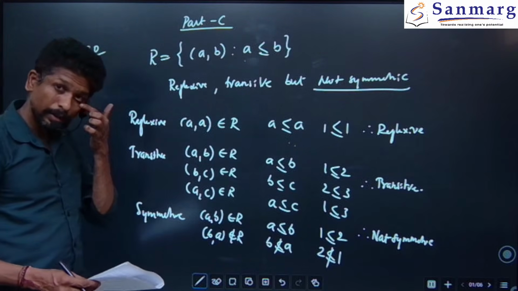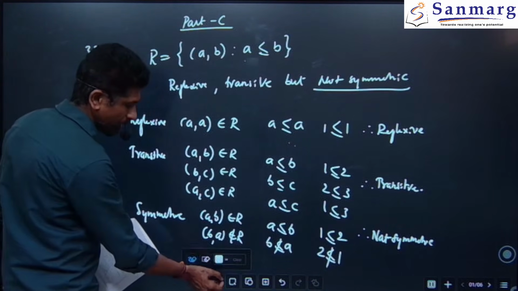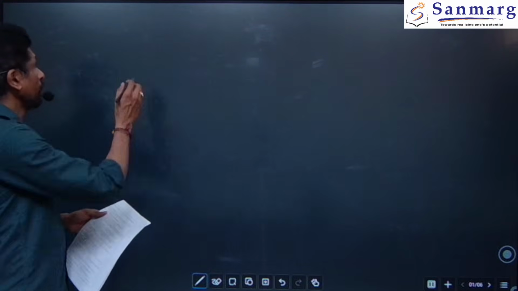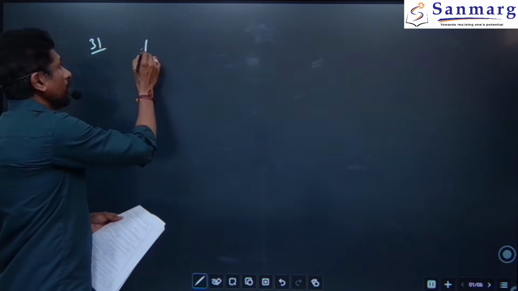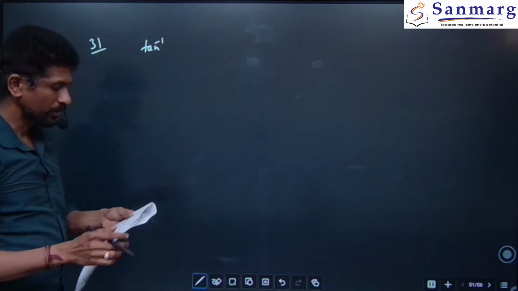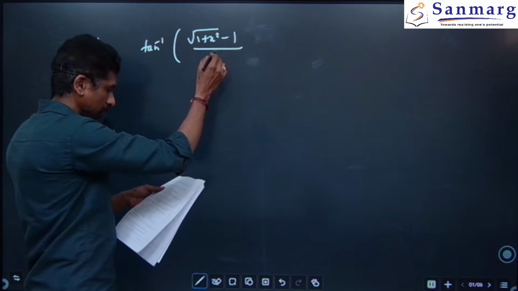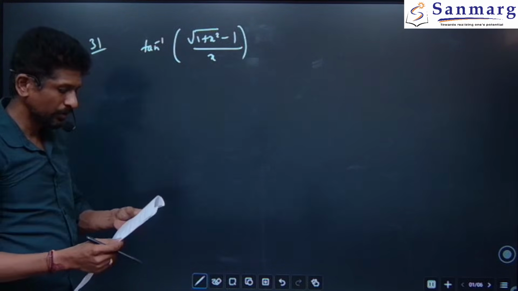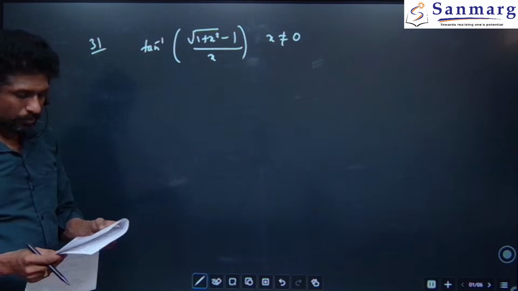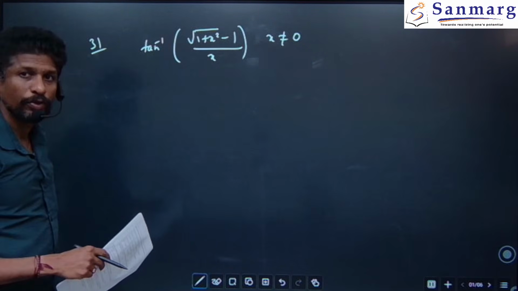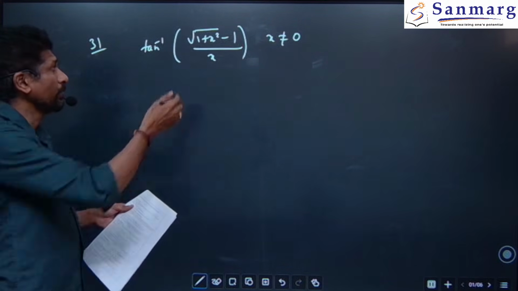Next I will go with the ITF concept. The second question will be in the ITF, where you have to simplify the answer. The 31st will be in the ITF chapter. They will give an inverse trigonometric function, tan inverse of root of 1 plus x square minus 1 divided by x, where x is not equal to 0, and you have to simplify it by considering the simple trigonometric formula, the multiple angles formula or the half angles formula. You have to reduce the function.